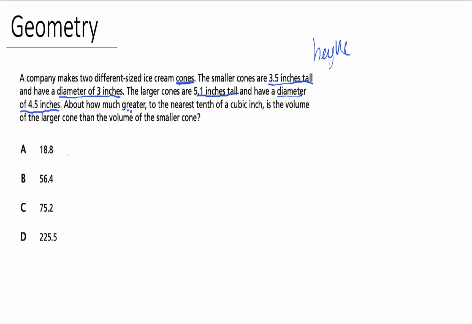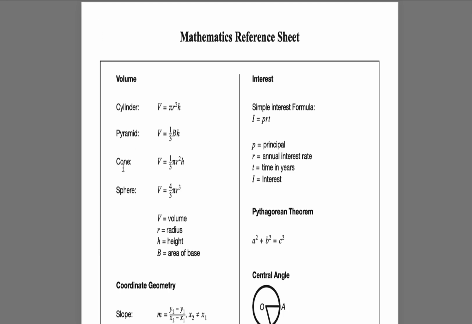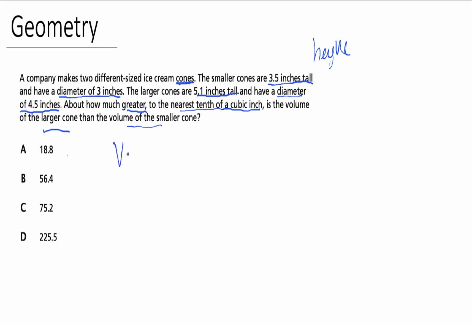About how much greater to the nearest tenth of a cubic inch is the volume of the larger cone than the volume of the smaller cone? So here we're going to have to find the volume of 2 cones. Again, remember, if you go to your formula page, here is the cone, and here is your formula. V equals 1/3 pi r squared times your height.